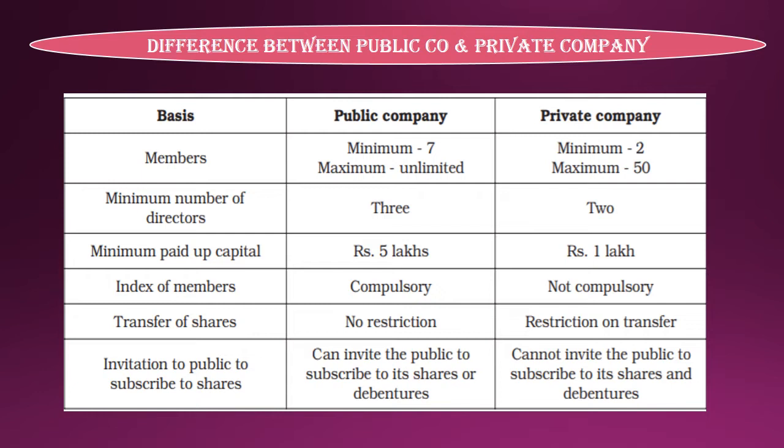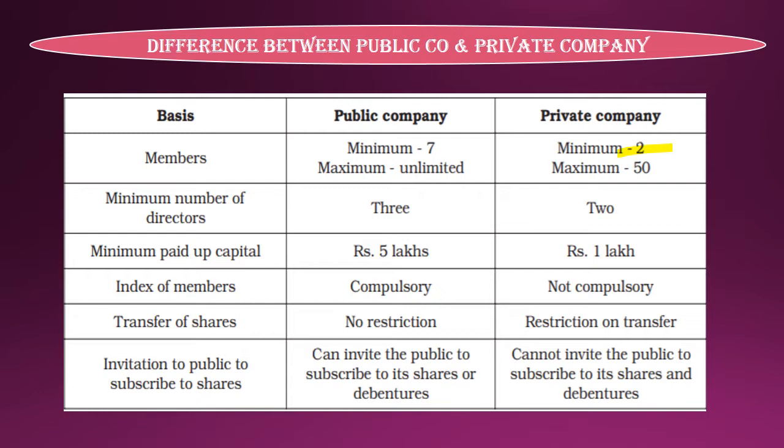Okay. So for a private company, you just need a minimum of 2 people, and the maximum is only 50 members. It's not more than 50 members. But when you talk about a public company, it's similar to a joint stock company, but I'm just saying similar, not the same. The minimum number of people is 7, but the maximum is unlimited, just like a joint stock company.